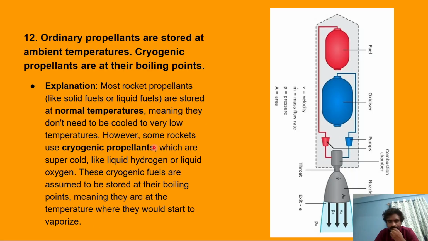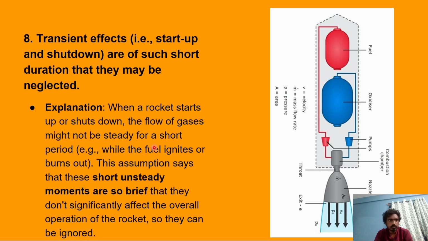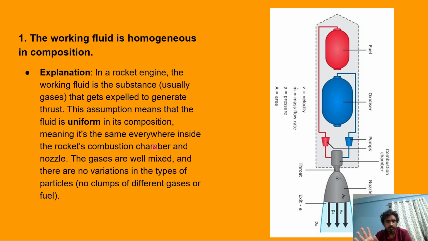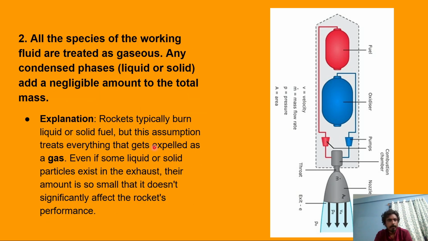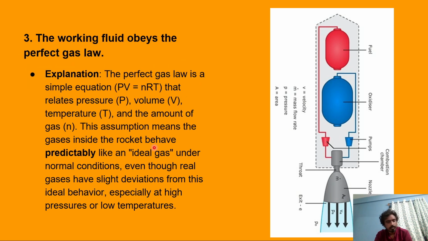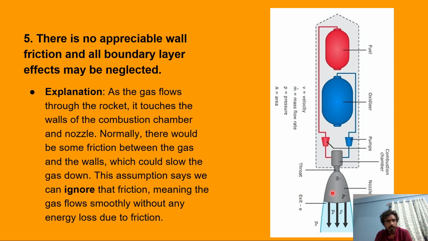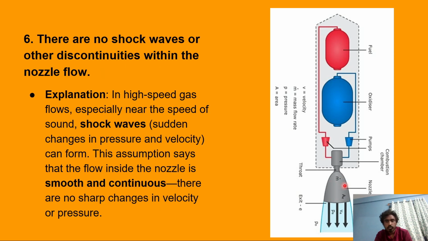Okay, so these are the ideal conditions of rockets. Let's go through them once from the start. The working fluid should be homogeneous, gases should be well mixed properly. The working fluid is gas, so it should obey the gas law. There is no heat transfer, no heat leaking outside the rocket through the walls. No friction between gases and the walls of the rocket. No shock waves.